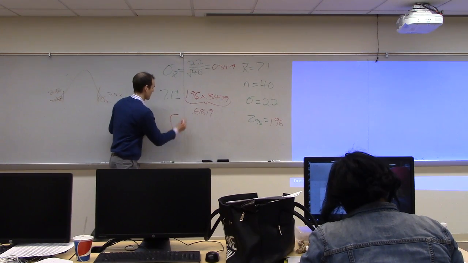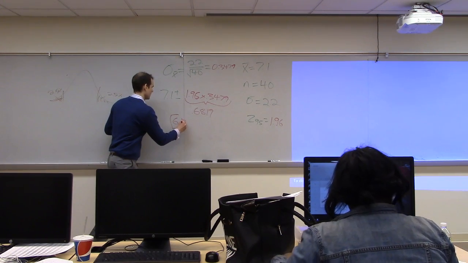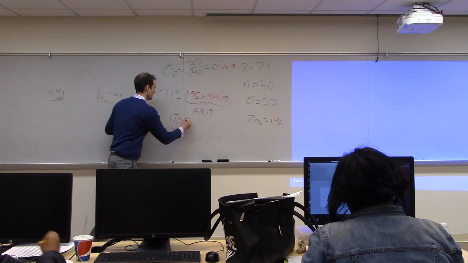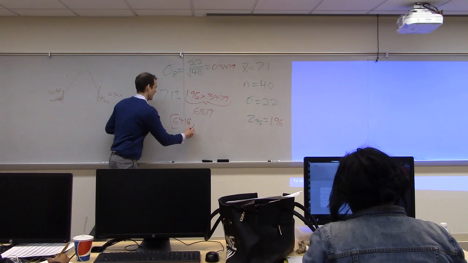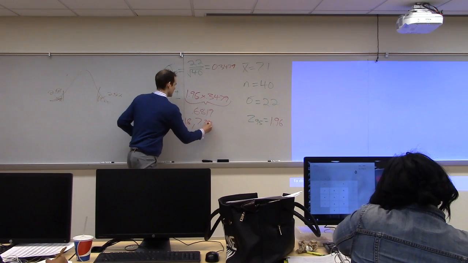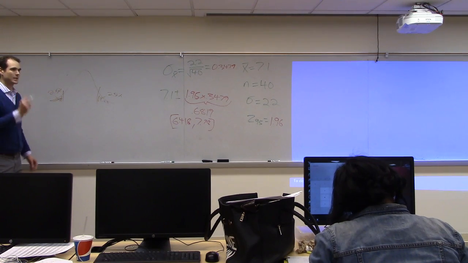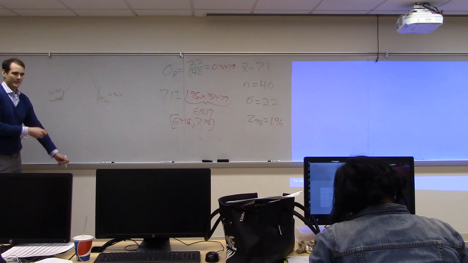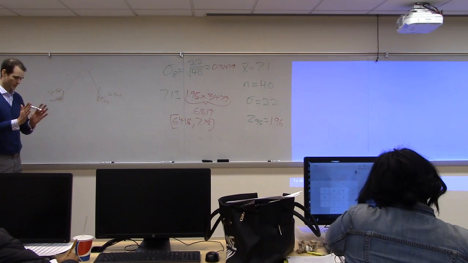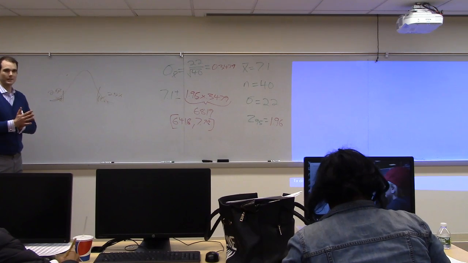What do we get for the lower bound? 6.418. Okay, and what do we get for the upper bound? 7.78. Okay, and what is the interpretation of those two numbers? We are 95% confident that the population mean falls between 6.418 and 7.78. Fantastic.